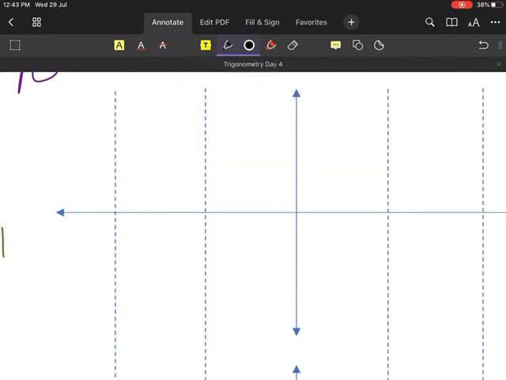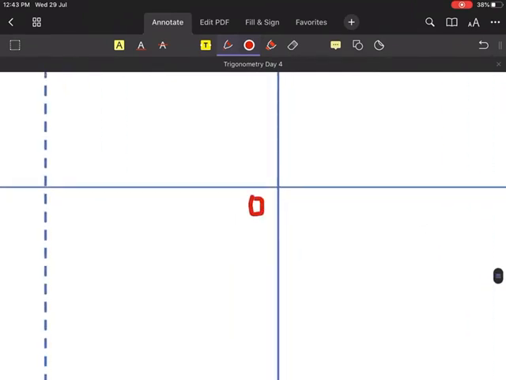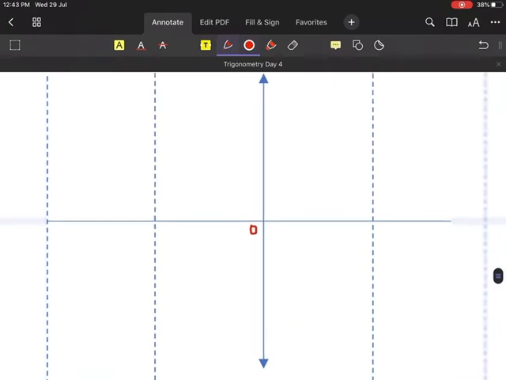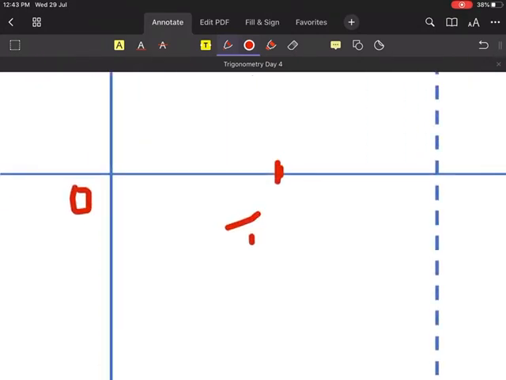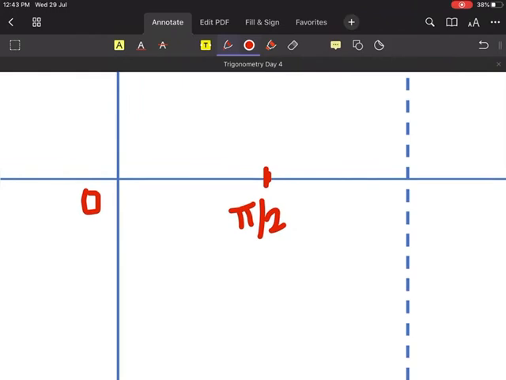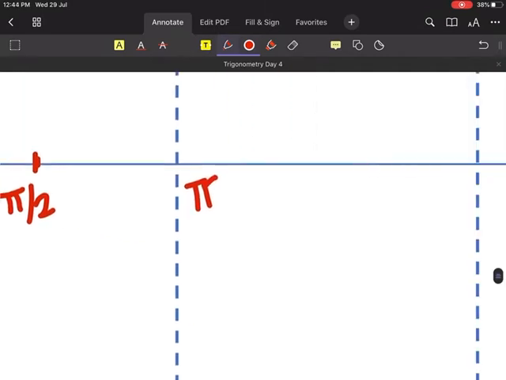Yes, tell me. First let me mark those points. This point is your 0. Okay, and this point, I have a point in between them. So this point is our pi by 2. Pi by 2 is how much? And the next one will be pi by 2 plus pi by 2. It is pi. So I have 90 degree. I have 180 degree.